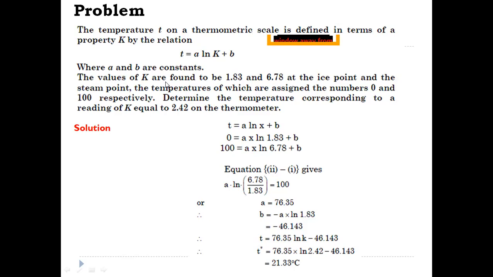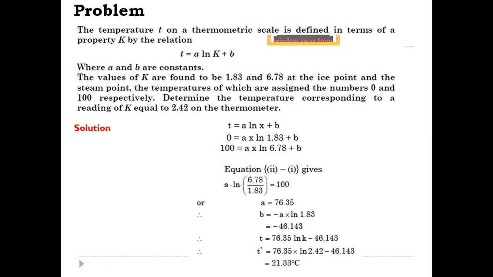The values of A and B are found, okay, the values of K are found to be 1.83 at the ice point, and at the steam point, the value of K is 6.78. The temperatures are assigned the numbers 0 and 100 degrees centigrade. That means at the ice point, the temperature is taken as 0 degrees centigrade at a K value of 1.83, and at the steam point, the temperature is taken as 100 degrees centigrade, respectively.